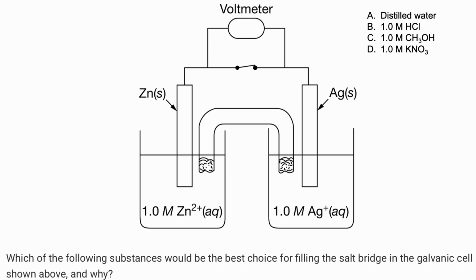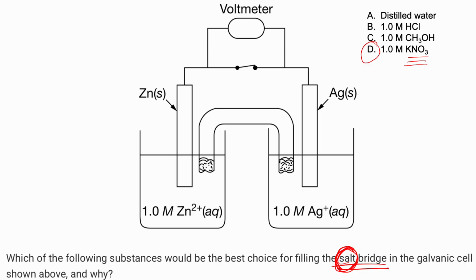All right, so here we have another voltaic cell, and it says which of the following substances would be the best choice for filling the salt bridge. Now, the first thing I want to make very clear is the name of it. It's called a salt bridge. Out of those 4 answer choices, which one is a salt? I'll tell you, the only one that is ionically bonded is KNO3. So D is our only salt, so D is the only one that will work for the salt bridge.